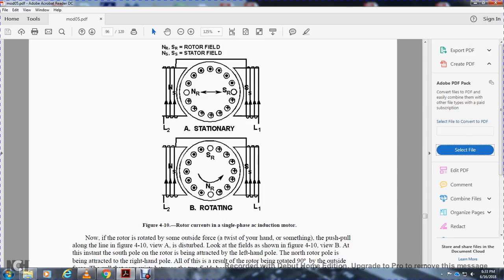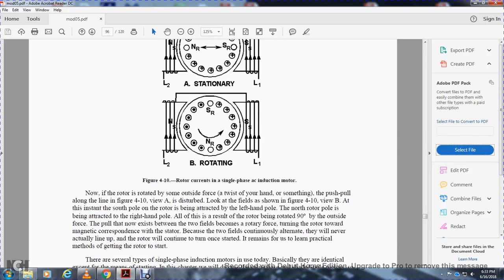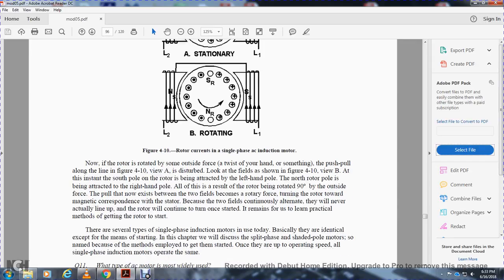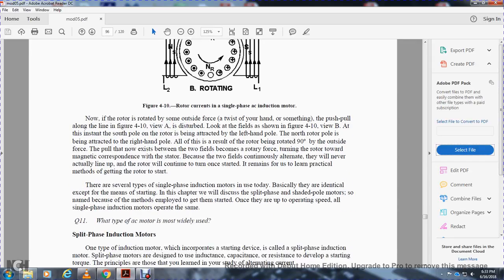Now, if the rotor is turned by some outside force, such as a twist of the hand, the push and pull along the line in figure 4-10 view A is distorted, as shown in figure 4-10 view B. The south rotor pole is attracted by the left-hand stator pole, and the north rotor pole is attracted by the right-hand pole. As a result, the rotor is turned 90 degrees, and a force now exists between the two fields, returning the rotor toward magnetic alignment with the stator. Because the two fields continuously alternate, they will never actually line up. The rotor continues to turn once started, so practical methods of getting the rotor to start are needed.